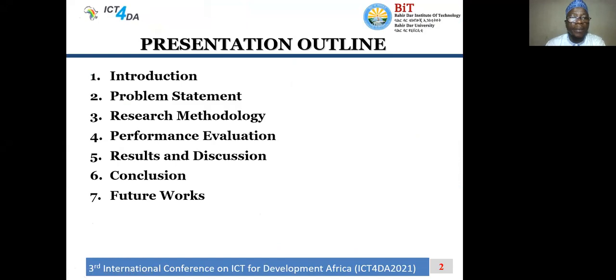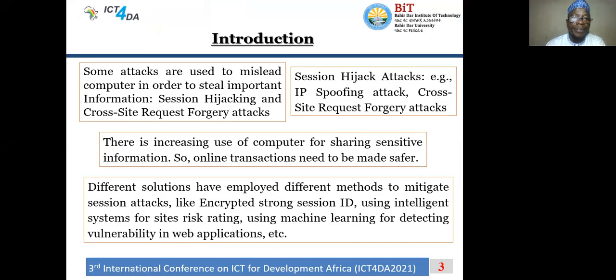This is the outline of our presentation. There are some attacks that are used to mislead computers in order to steal important information. Among these attacks are session hijacking and the cross-site request forgery attack.